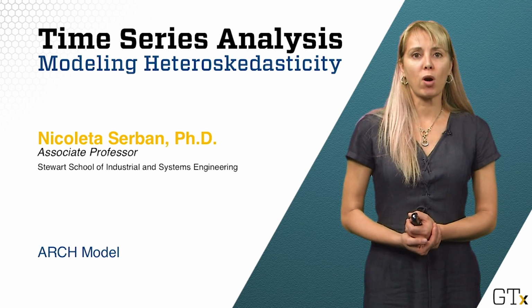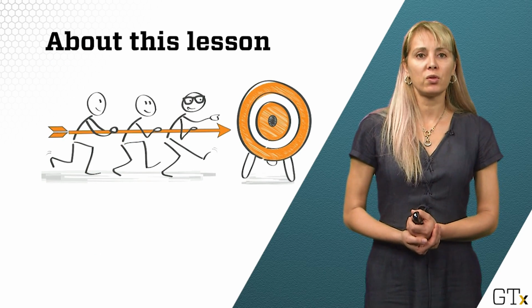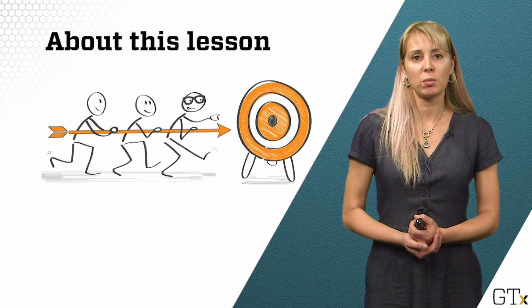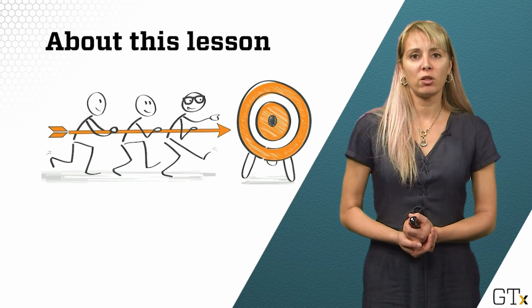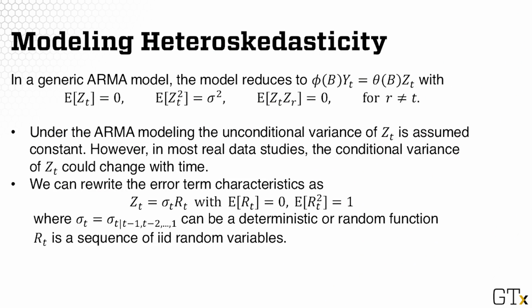This lecture is on modeling heteroscedasticity, and in this lesson I'll introduce one of the simplest time series models to model the conditional variance, the so-called ARCH model. Let's assume we begin with fitting an ARMA model to a time series Y_t as provided on the slide, where the residual process Z_t is assumed to be white noise with constant variance given by sigma squared.